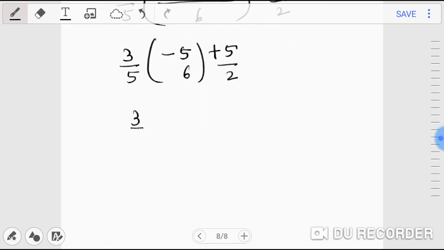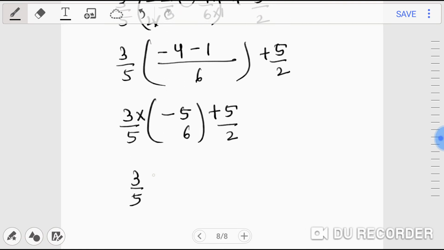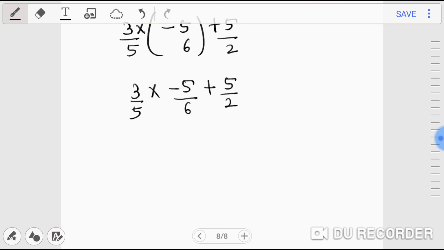So you have 3 upon 5. Outside this bracket, no sign means multiplication. I am sorry for the disturbance.